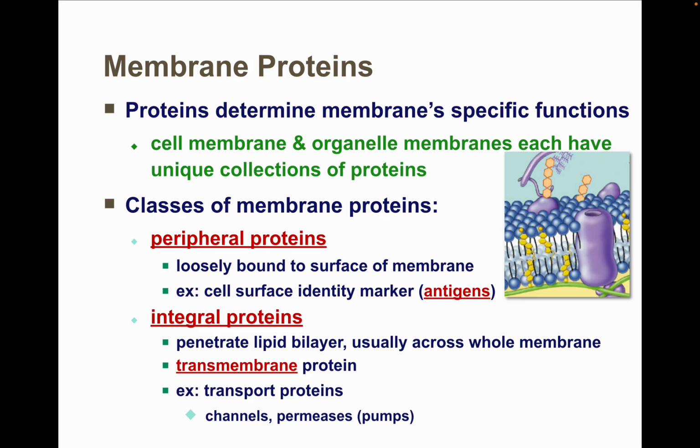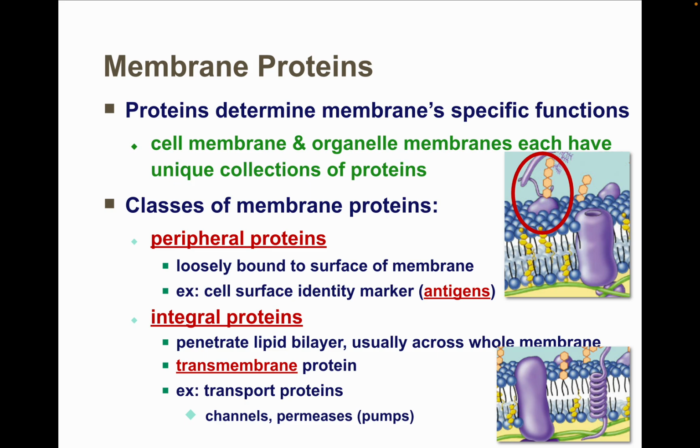So the classes of membrane proteins: we have peripheral proteins, and these are loosely bound to the surface, peripheral outside. Examples are cell surface ID markers, antigens. And then we have integral proteins, which penetrate the lipid barrier, and usually they're across the whole membrane. Those are our transmembrane proteins, and examples of that are transport proteins, like the channels and the pumps. So this is an antigen, this is an ID tag, and we're going to talk about that. And then here are our transmembrane proteins.